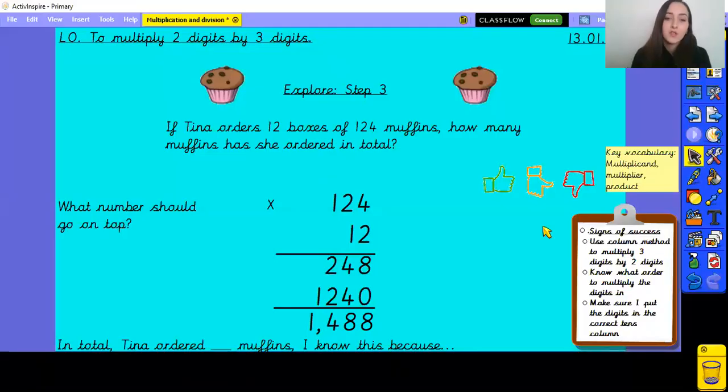Okay, so your answers should look like this. So the problem was asking you to multiply 124 by 12. And in total, Tina ordered 1,488 muffins. So well done if you solved that problem and got the answer correct.